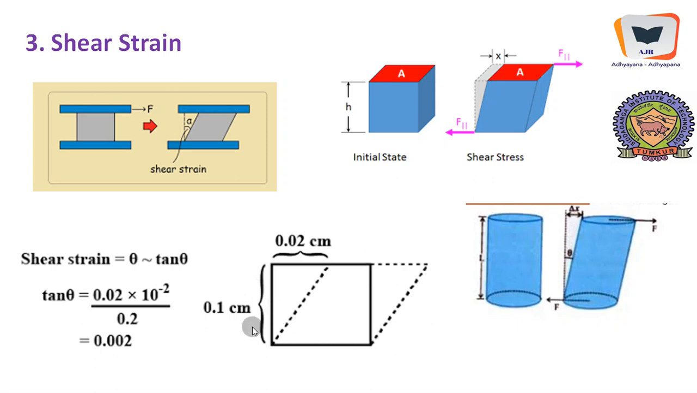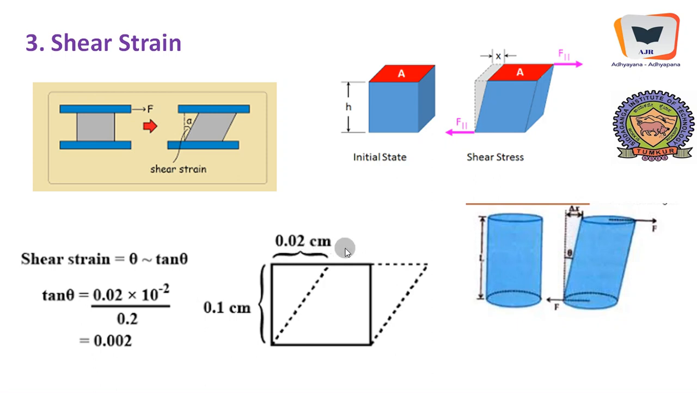In order to account for this shear strain mathematically, let us say this is a cube, a sponge of height 0.1 centimeter, and due to some force there is a sway delta x of 0.02. Then shear strain is tan theta. Tan theta is opposite by adjacent. Opposite is delta x, adjacent is L. Since theta is very small, tan theta can be taken equal to theta. Therefore, tan theta equals 0.02 divided by 0.1.